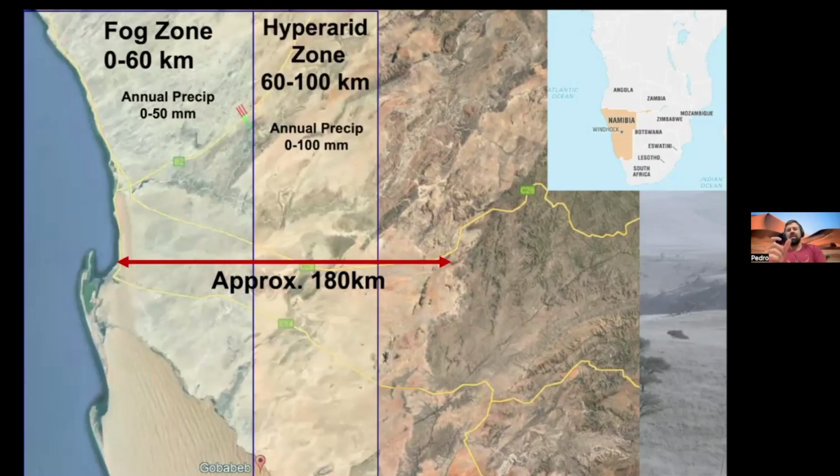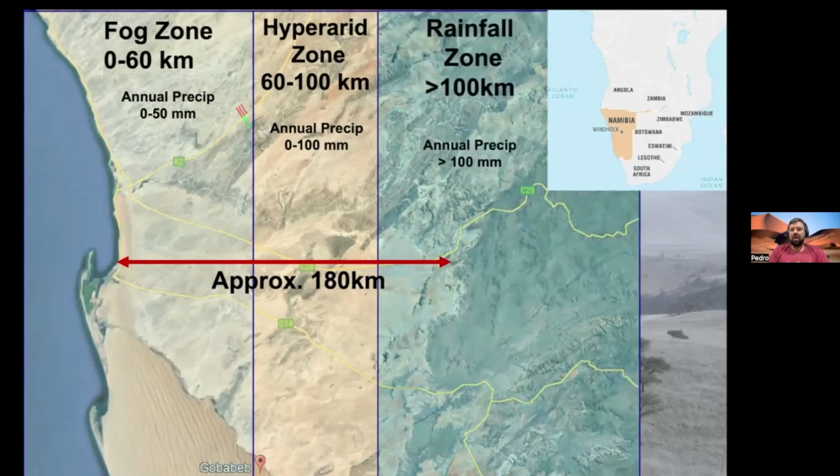And then you have this very small strip in between, which we call the hyper-arid zone, which is between 60 to 200 kilometers inland. And this is where you have very irregular low precipitation. And then you have what we would call the rainfall zone, where you have higher precipitation events, higher frequency of precipitation events, and you can definitely see a striking difference in vegetation types as well, where in this zone it becomes less a desert and more like a savanna.